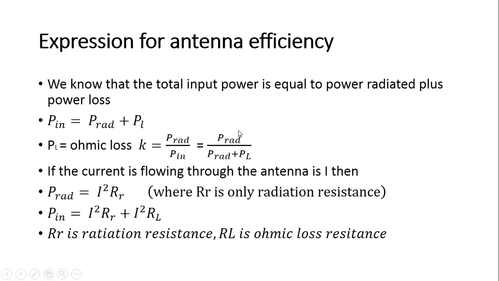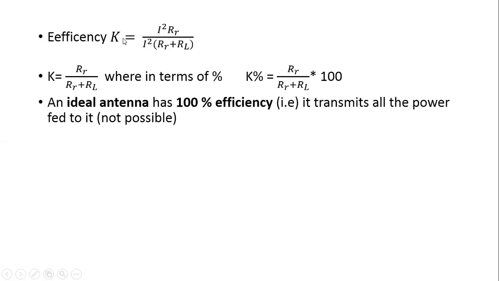Radiated power is only PR, so instead of PR it is I square RR. Then input power is equal to power radiated plus power loss, so instead of P in you will write I square RR plus I square RL. Substitute these two in this equation. What do we get? Efficiency K is equal to I square RR divided by I square into RR plus RL.